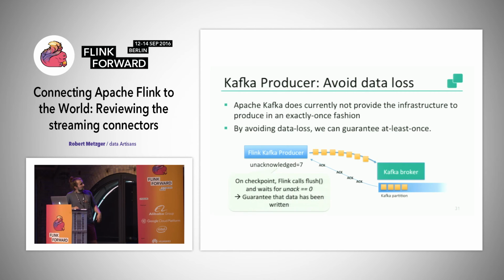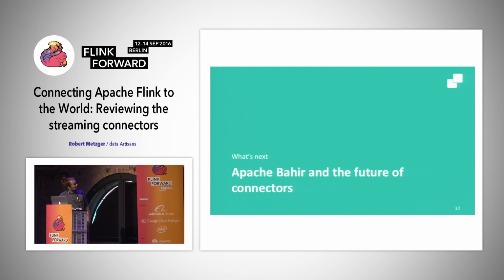But for now, to make sure that data is written to Kafka, what we do is, when we do a checkpoint, we keep track of the messages that we sent to the Kafka broker that were not yet acknowledged, and we wait for the count of unacknowledged messages to go down to 0, so that we at least guarantee that there's no data loss. But if you use Kafka, you can have duplicate data in your Kafka queue in case of failures. So that's it for a quick overview of the interesting features in the Flink connectors.